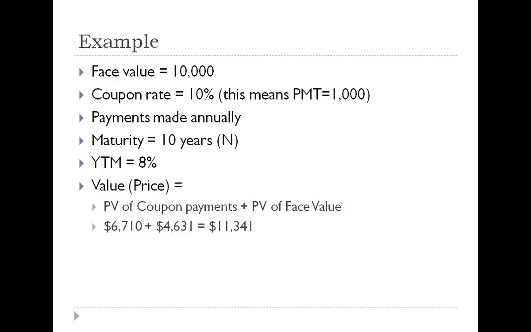This particular bond we're assuming pays interest just once a year. Maturity date is 10 years. That becomes your number of time periods. And the yield is 8%. In other words, that's what the market is saying they really need to earn on this bond.